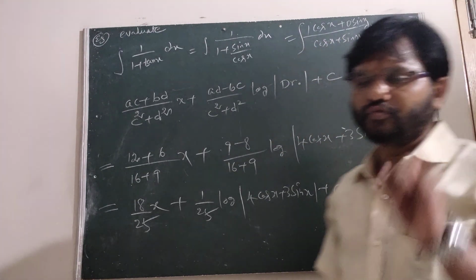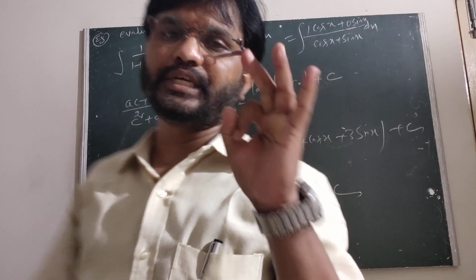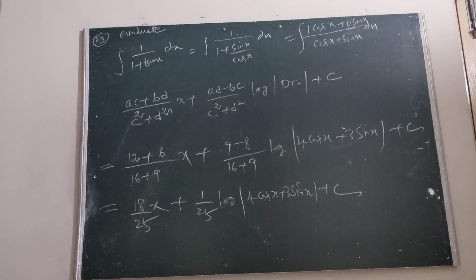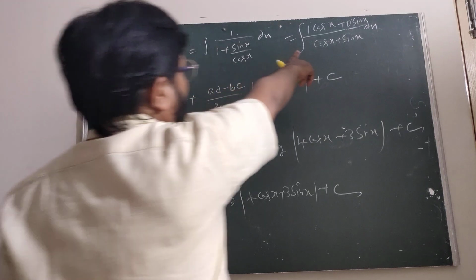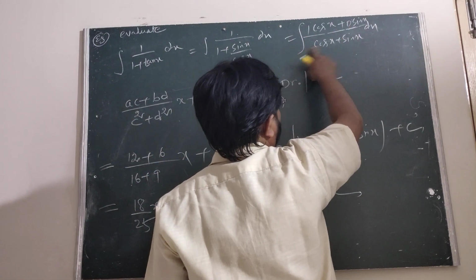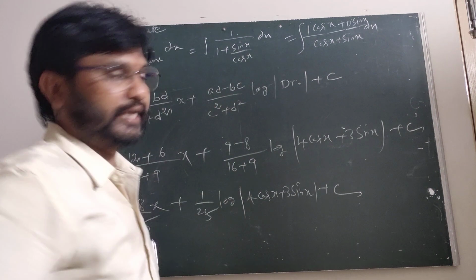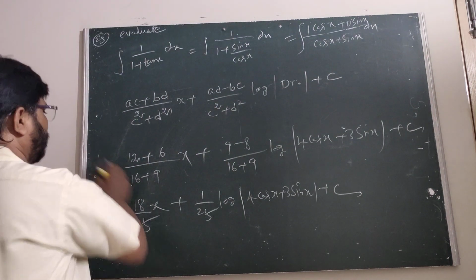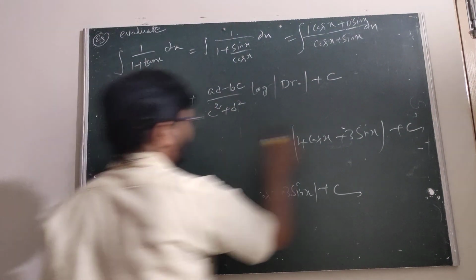Here a is 1, b is 0, c is 1, d is 1. So we have to compare with (a cos x + b sin x) upon (c cos x + d sin x). Therefore we are writing here.